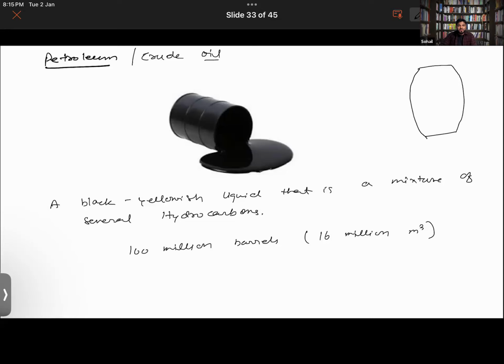Okay. And you know that petroleum production, in those countries where petroleum reserves are found, can be an economic boom for their country. Right now, in economic development, in the 20th century, petrol has played a very important role.